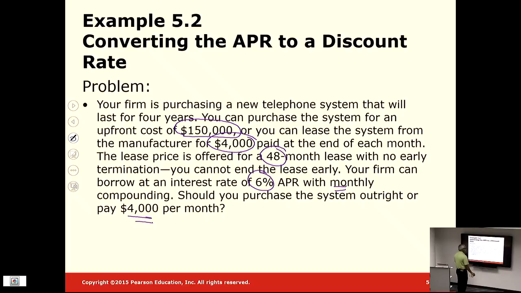It's a very practical problem. Do you borrow to buy the system or do you lease? When to buy or when to lease? That's a pretty practical question. It happens in a personal situation. Do you want to buy a car? Do you want to lease a car?